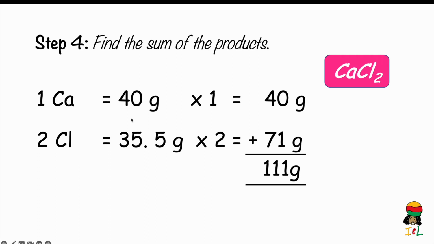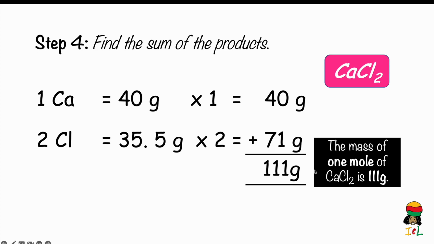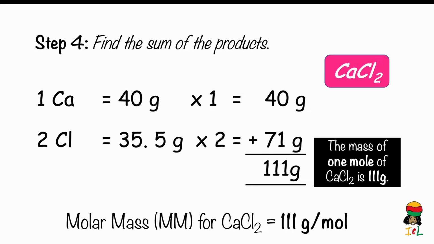Note that we used the mass of 1 mole of each element in the compound, so therefore we have actually found the mass of 1 mole of calcium chloride to be 111 grams. Recall that the mass of 1 mole of a substance is the molar mass. Therefore, the molar mass of calcium chloride equals 111 grams per mole. So we are finished with calculating the molar mass for calcium chloride.